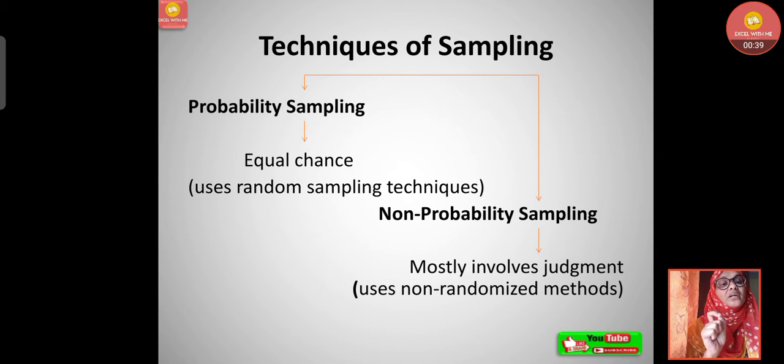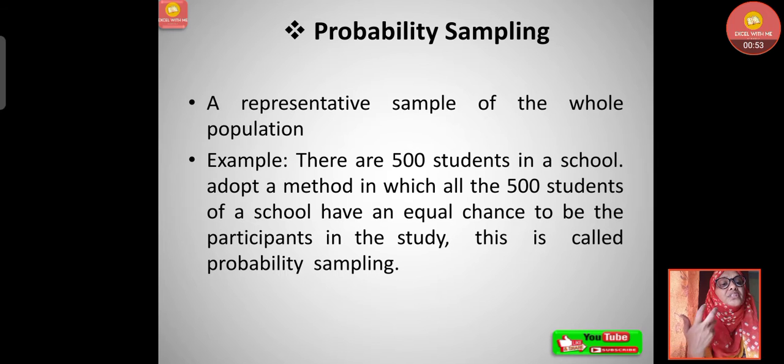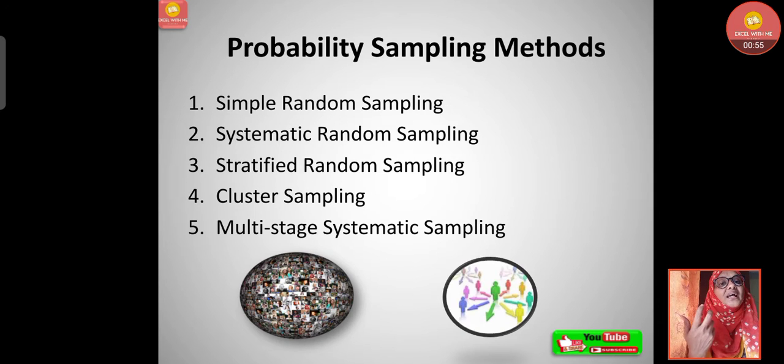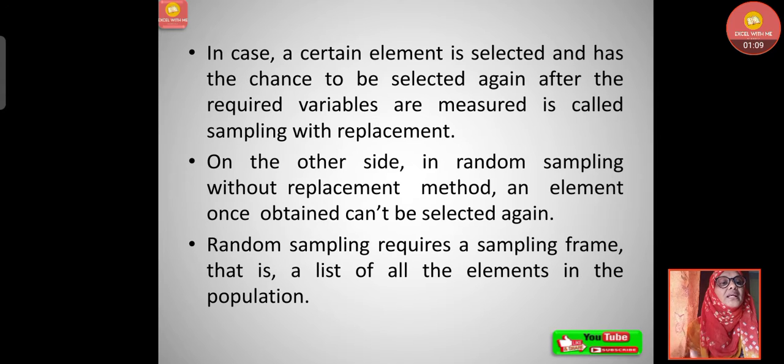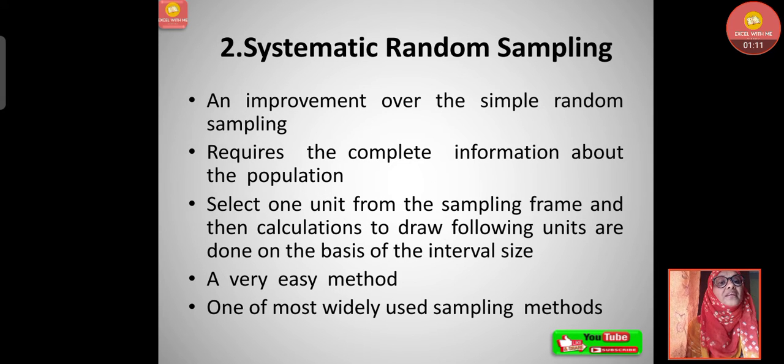Just have a quick recap here. Probability sampling is where every subject or sample has an equal chance to get selected. Non-probability mostly involves judgment and uses non-random selection. So in probability sampling, what are the different methods? Simple random, systematic random, stratified random, cluster, and multi-stage sampling. We have understood probability sampling in detail in the previous class.